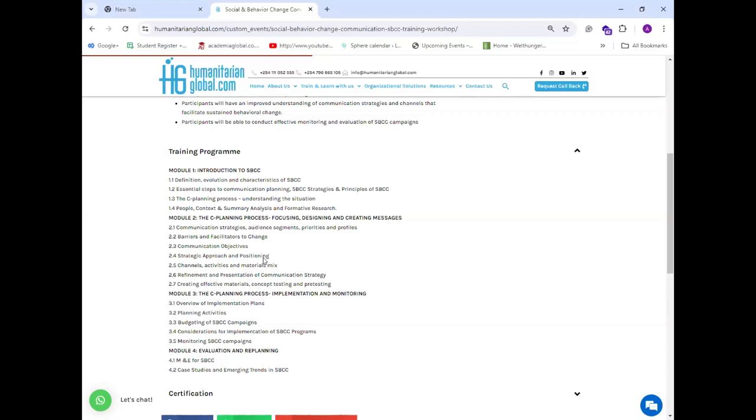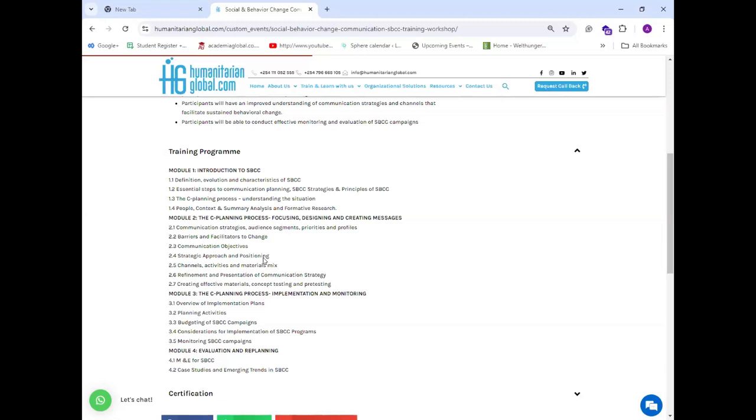So you can see the module is very hands-on, because we take a practical approach as we take you through this training. The third module is about implementation and monitoring, taking into perspective that monitoring and evaluation, during the implementation stage and throughout the campaign, is very important for you to understand how to go about it. So we look into the implementation plans. We talk about the planning activities, the budgeting aspect as well.